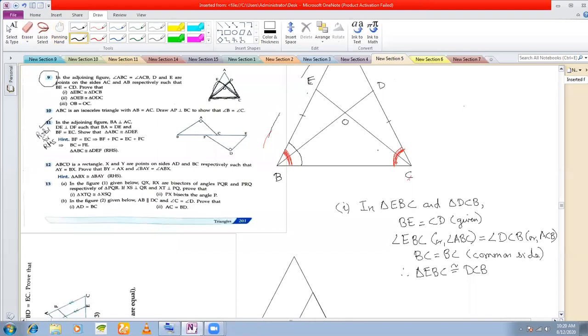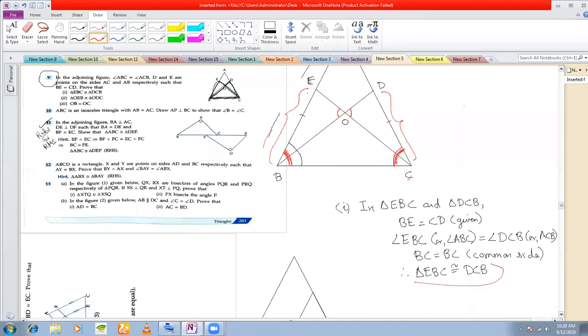BC. Now you see that in these two triangles, these two sides are equal. This side is equal to this side. It is already given to you. Okay. What else can I say? These two angles are equal because they are vertically opposite angles. And what else can I say? Is there any side or angle given equal? It's not given. But remember, I have already proved the congruency of these two triangles.